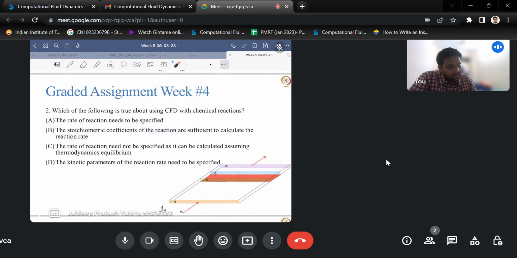Which of the following is true about CFD with chemical reactions? The rate of reaction needs to be specified. The stoichiometric coefficients of the reaction are sufficient to calculate the reaction rate. The rate of reaction need not be specified as it can be calculated assuming thermodynamic equilibrium, and the kinetic parameters of the reaction rate need to be specified. If you specify the reaction rate, it changes with respect to position and time, so that is not the answer over here. The stoichiometric coefficients of the reaction are sufficient unless it is an elementary reaction that is very rarely occurring.